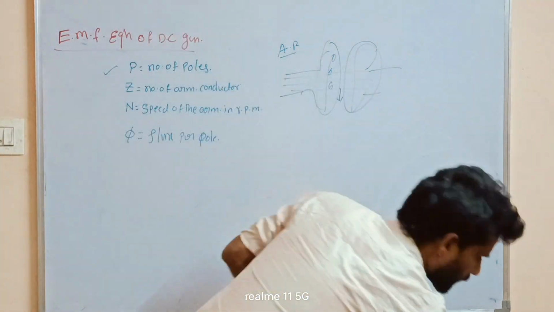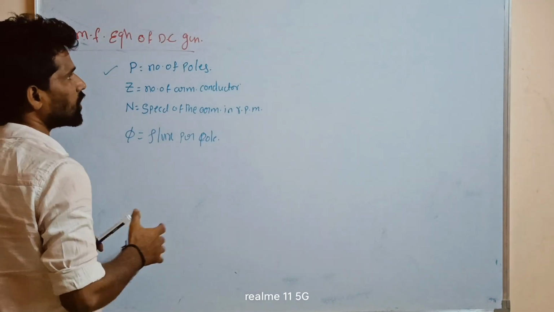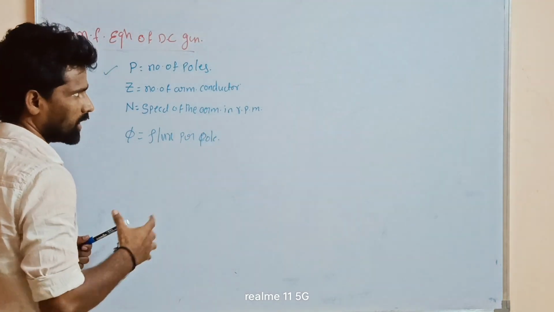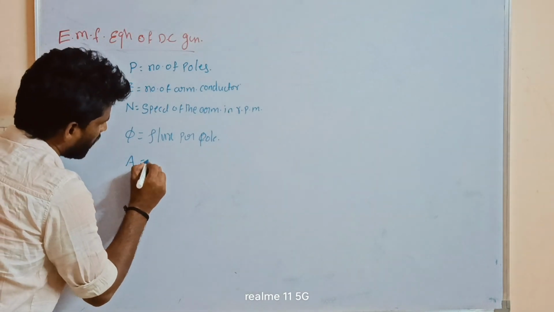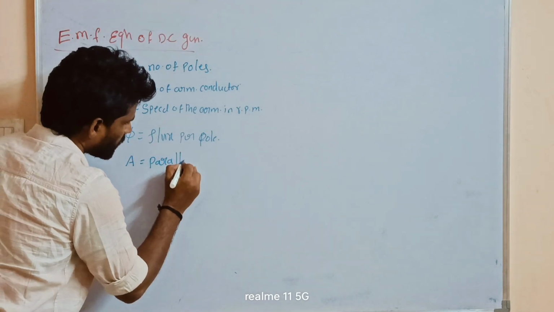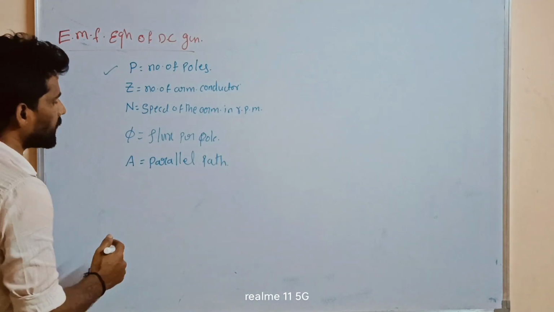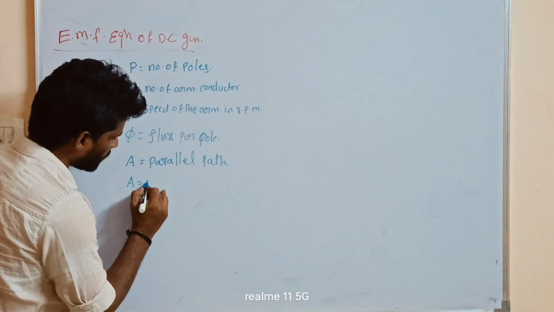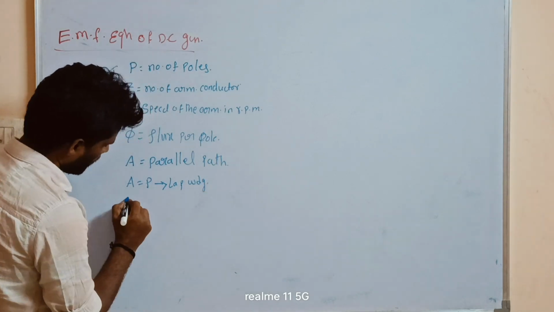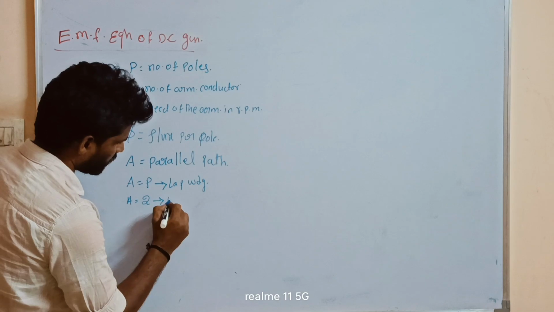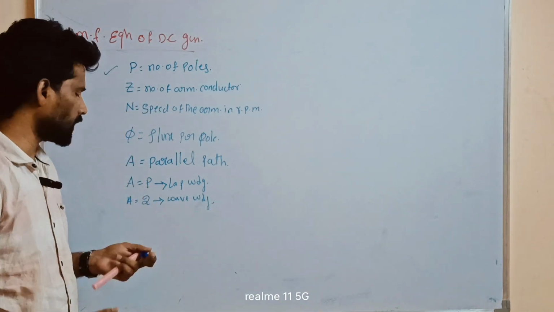Another point is the armature winding, which has north poles and south poles with different numbers of conductors. Here we have A, the parallel paths in the armature winding. A is equal to P for lap winding, and A is equal to 2 for wave winding. These are the parallel paths of lap winding and wave winding.